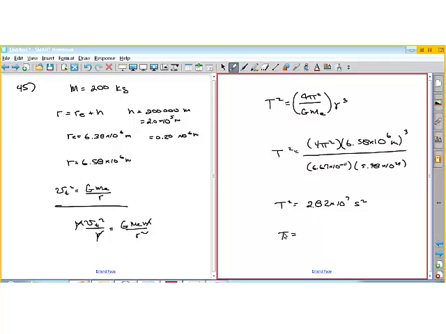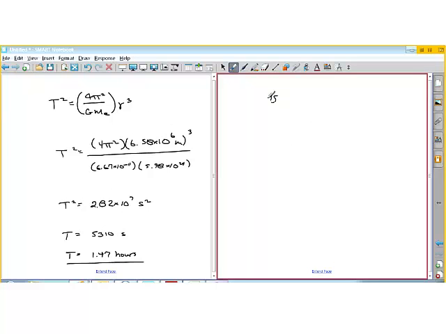So you take the square root of that, and you get 5,310 seconds. And if you divide that by 3,600, you'll get 1.47 hours, which sounds about right. Okay, so that's the period. And then you could use the second equation to calculate the tangential velocity.